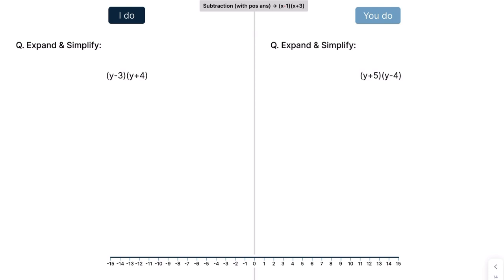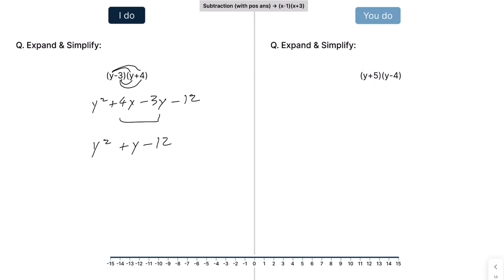So we've just got a different variable now. So we've got y, so that's going to be y times y, which is y squared. Y times a positive 4, so that's plus 4y. Minus 3 times y, so that's minus 3y. And then we have minus 3 times positive 4, so that's going to be minus 12. And these two then become y squared, so that's 4y minus 3y. Again, you can write that as 1y if you want. We'll leave it like that.